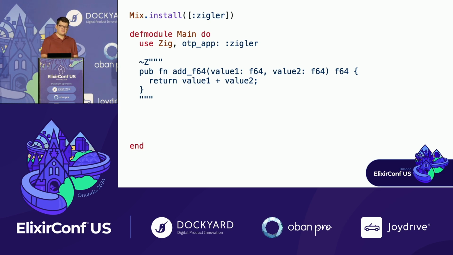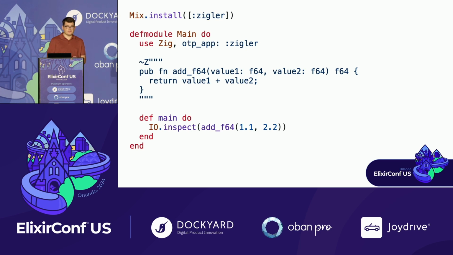So here is a simple function that adds two float numbers. And this is it. This function is now exposed to Elixir. We can just call it. And behind the scenes, it's actually pretty mind-blowing. Ziegler parses the Zig code, figures out what's the name, what's the arity, what are the arguments. It boxes and unboxes them.